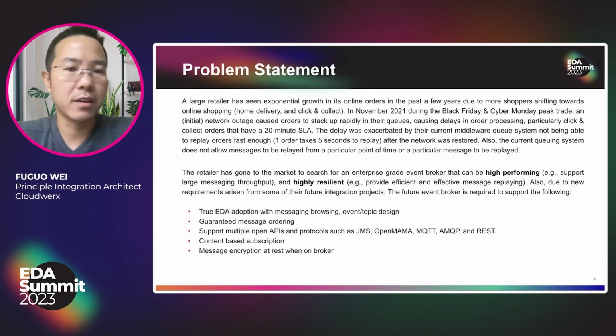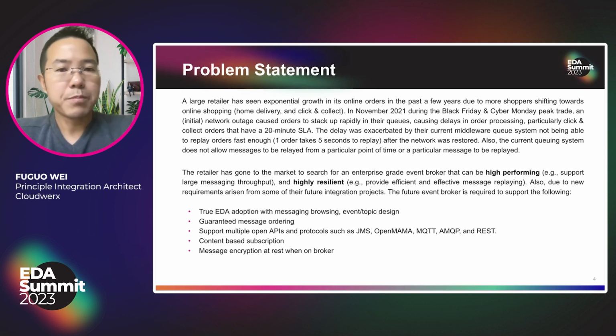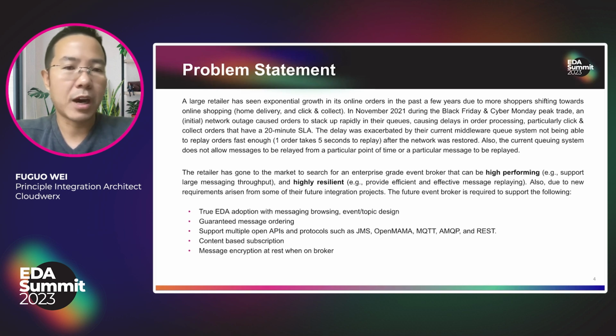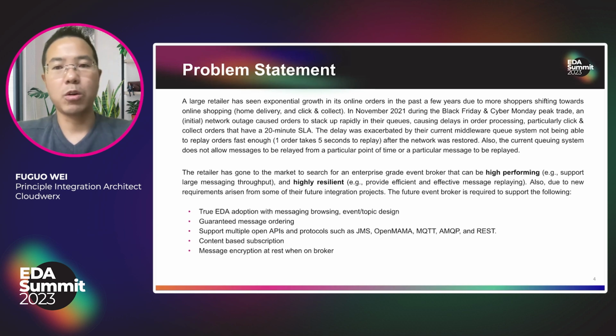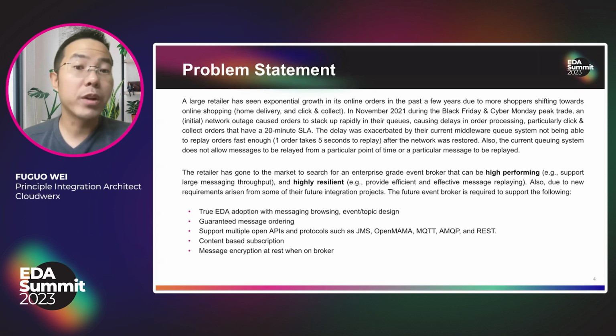For instance, they had a 20-minute SLA for click and collect orders. So when you make a purchase online, you can drive to a store and pick your order up within 20 minutes. That was their SLA, but obviously due to this outage, the slowness of the queuing system in the middleware exacerbated the issue. So they ended up with a lot of unhappy customers.